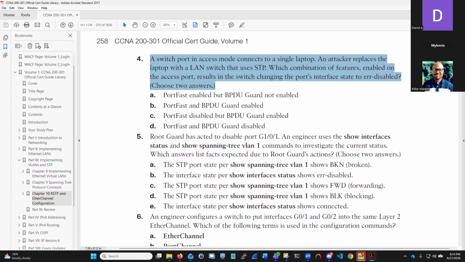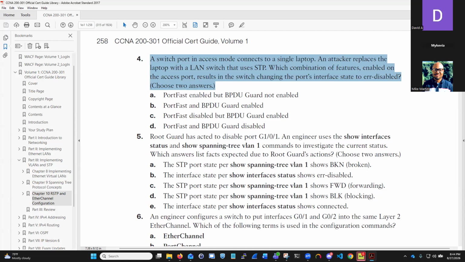BPDU guard is where the control plane is telling that switch port, if you receive any BPDUs from another switch on this port, I want you to disable this port. So, with that being said, why would A be the correct answer?